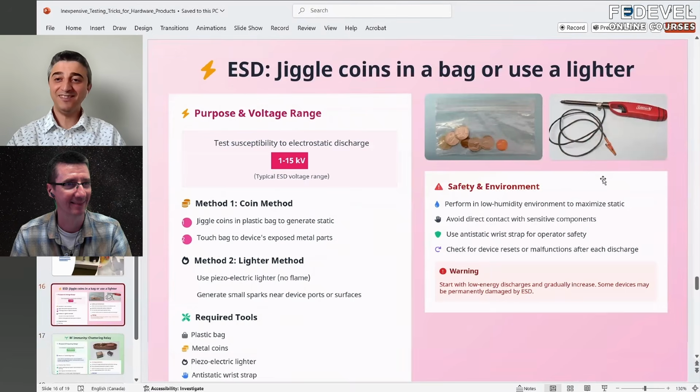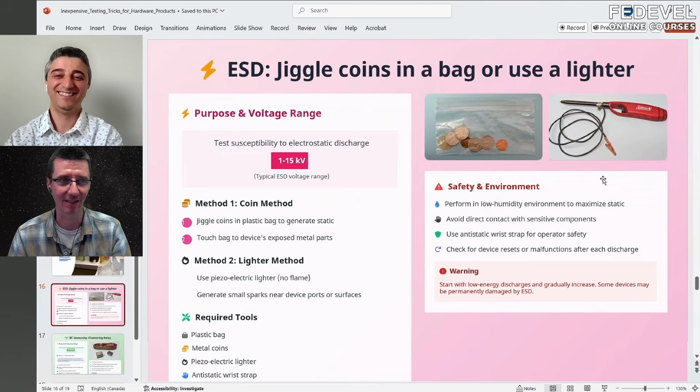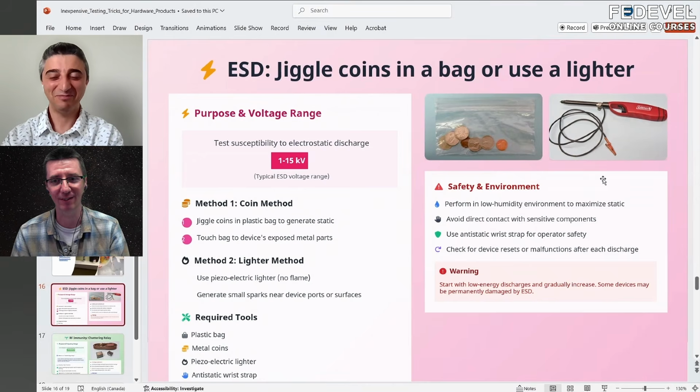Next one is the ESD. I think you love this thing. Every electronics engineer knows it. So the ESD is... I have a story for this one. If someone thinks, oh, I don't need to use this test, you do, you do.